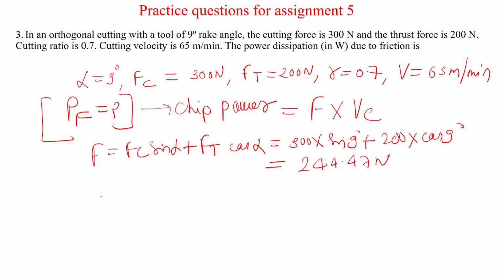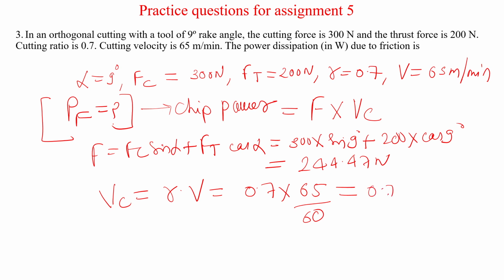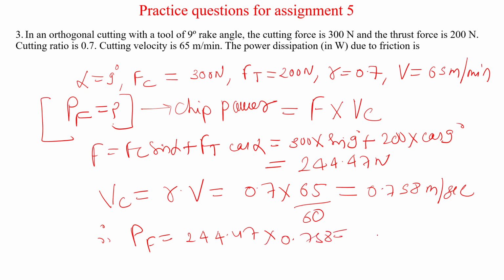Then we need to calculate the chip velocity. Chip velocity is r into V. So r is 0.7 into V, which is 65 by 60 to convert into seconds. How much is this coming? 0.758. Therefore, the friction power is this into this, 244.47 into 0.758. What is the answer? 185 point something. Fine.